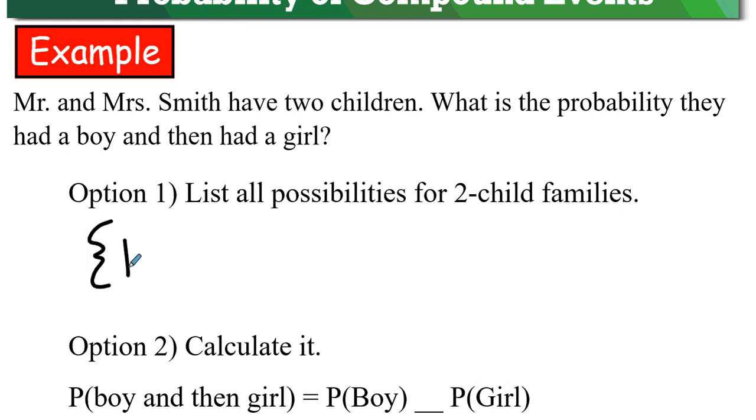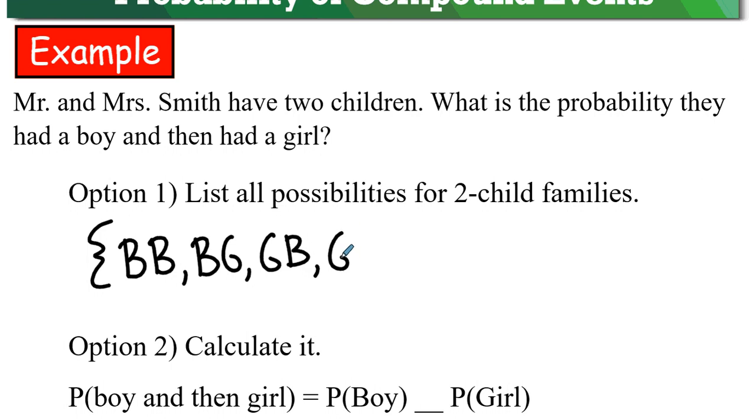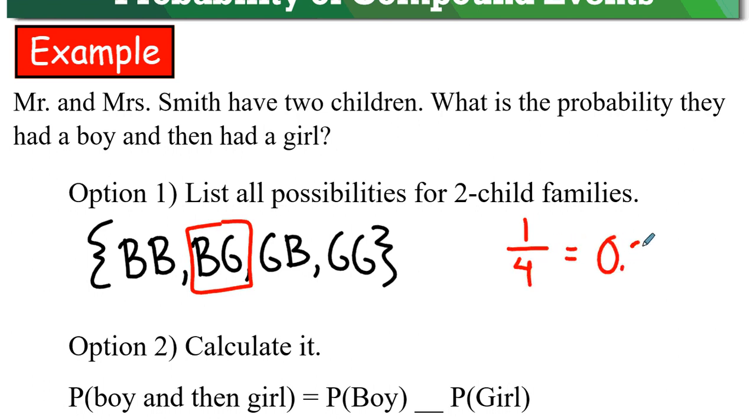Well, we could have a boy first and then a boy second. We could have a boy first and then a girl second. We could have a girl first and then a boy second. And then we could have had a girl first and then a girl second. So those are all of the two-child families that could have been had. How many of them had a boy first and then a girl second? Only one of them. So a 1 out of 4 or a 25% chance.